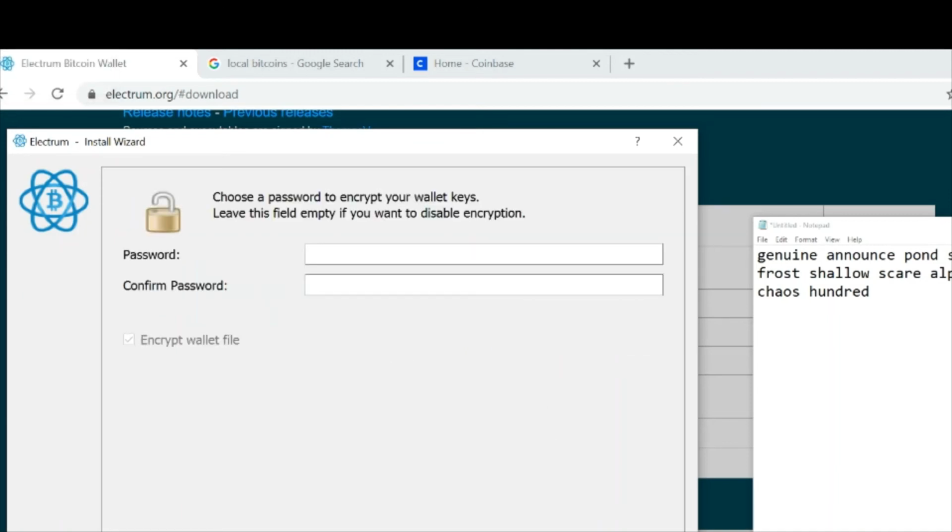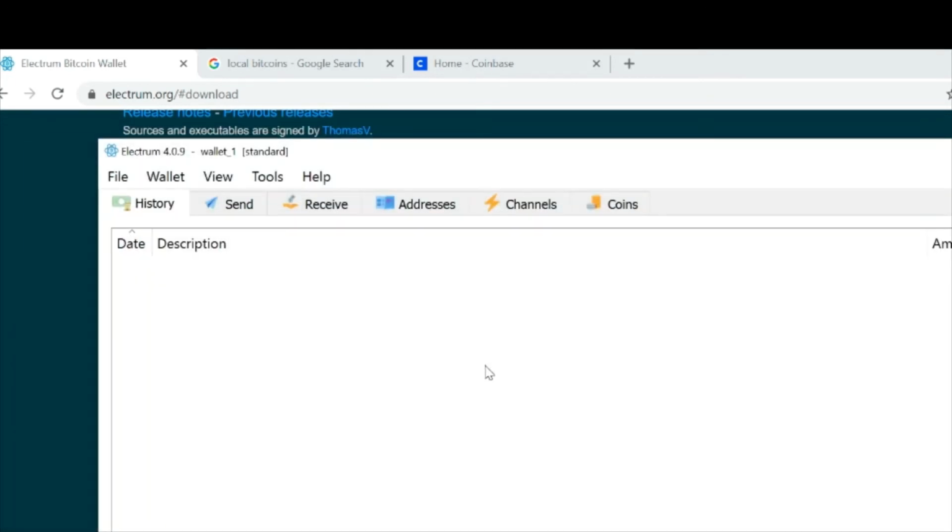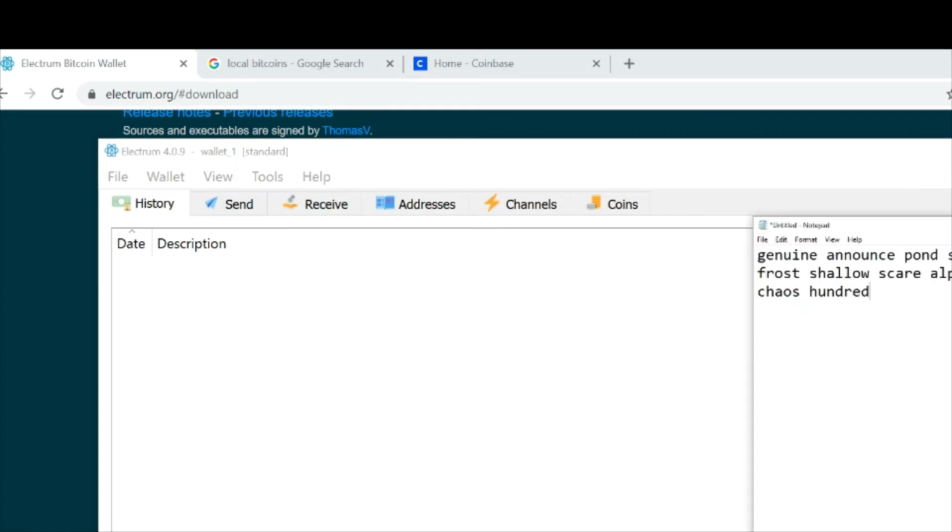Now you don't have to remember that password which you had used to lock your software. As long as you have the seed, you can even create a new password. Now you have recovered your wallet, and if you had any balance in your account, it will be reflected here. So that's how you recover your Bitcoin wallet.